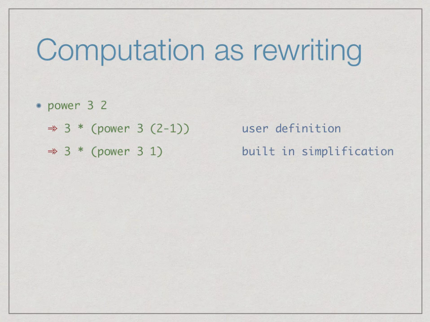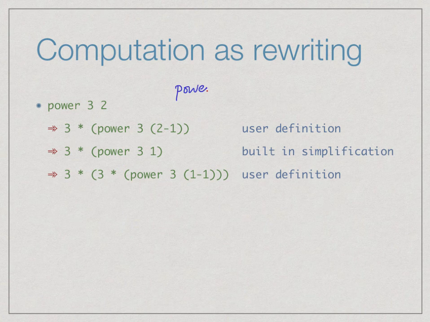Now once again, we can't evaluate this multiplication because the right hand side is not yet a value that can be multiplied by 3. So we have to again appeal to the definition of power and expand power 3 1 as 3 times power 3 (1 minus 1). Right? This is just a blind substitution. This is what you should remember. It just says that power x n should be replaced by x times power x (n minus 1).